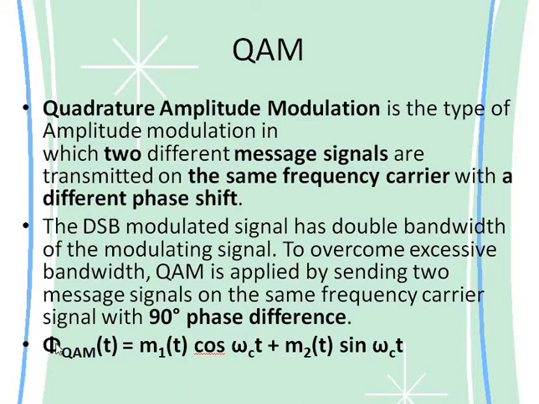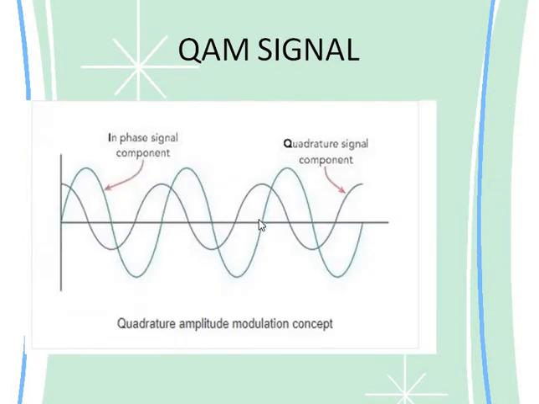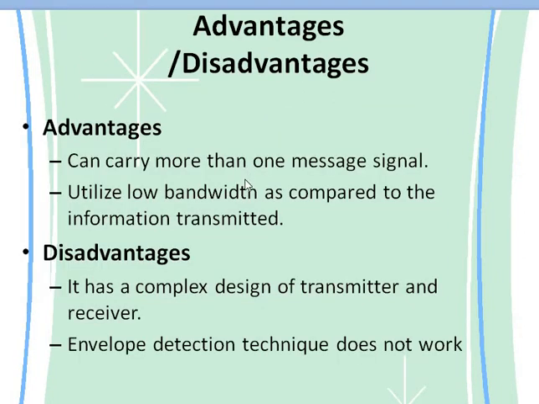So this is the equation of the QAM, where m1 of t cos omega ct and m2 of t sin omega ct. When the amplitude decreases, then the phase is shifted. So this is how the quadrature amplitude modulation works. When the phase is down, it shifts. When the phase is up, again it shifts. So this is how it works.